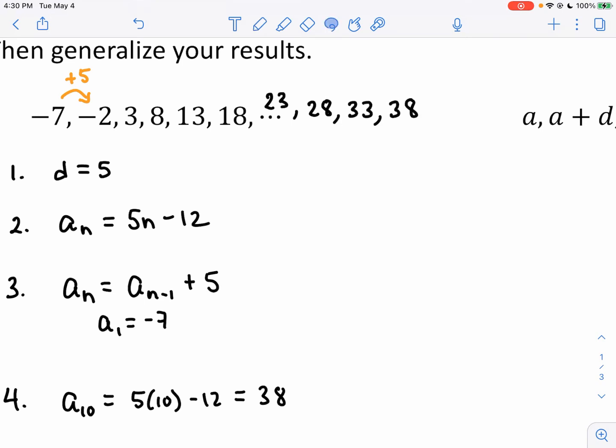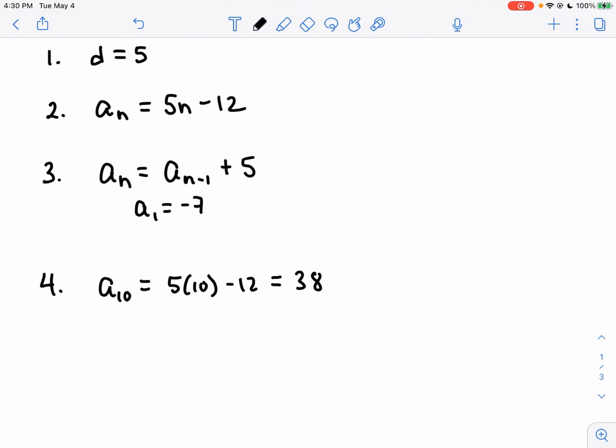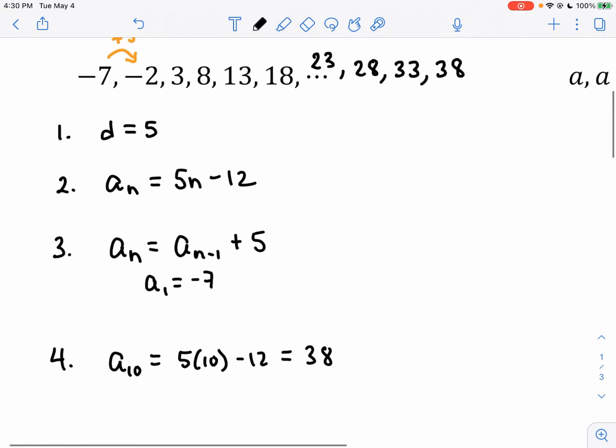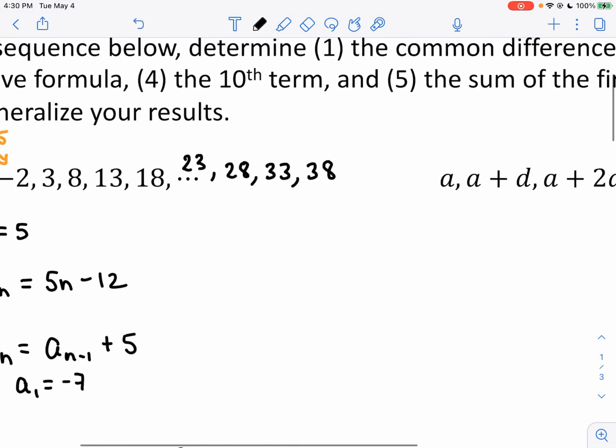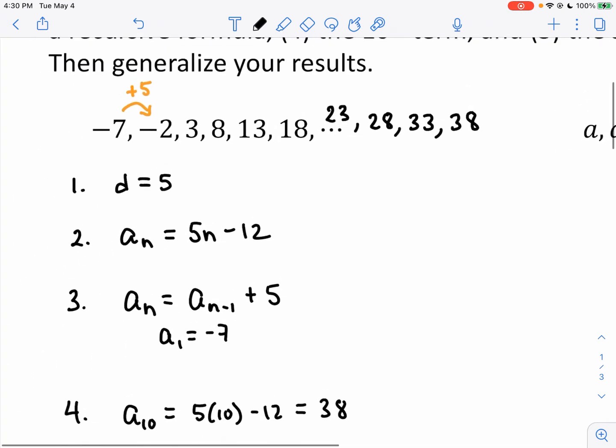And count them out. We have 1, 2, 3, 4, 5, 6, 7, 8, 9, and the 10th term is 38. If I'd asked for the 100th term, then you would certainly want to use the explicit formula and not write out 100 numbers. And lastly, find the sum of the first 10 terms.